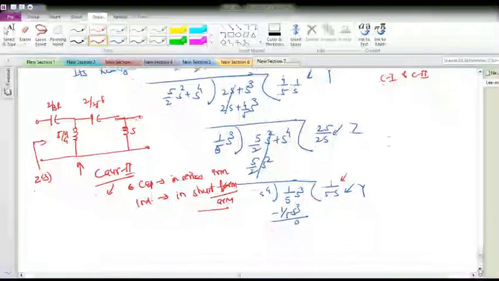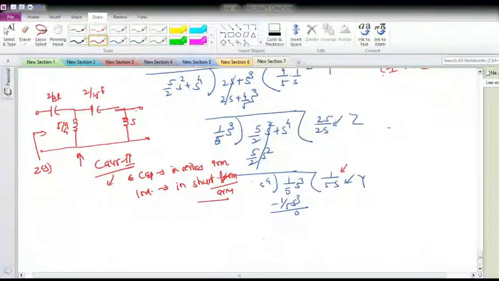So this way you can synthesize the LC driving point impedance. With this we stop here.